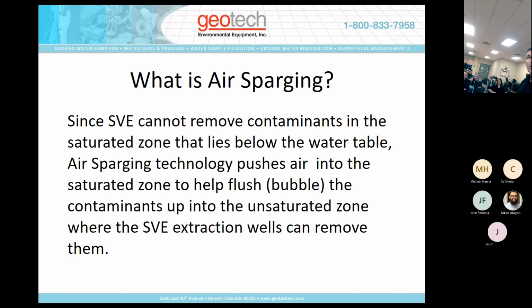That's cool. So with an air sparge, if you have three-phase product floating on top of the water, you really can't use that application. It has to be just contaminated water only. You have to have all the product recovered from the water table to be able to use an air sparge. Makes sense.